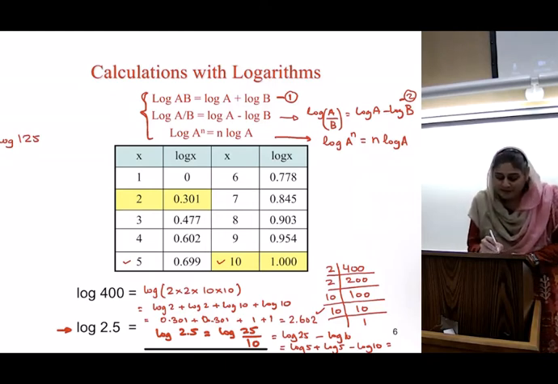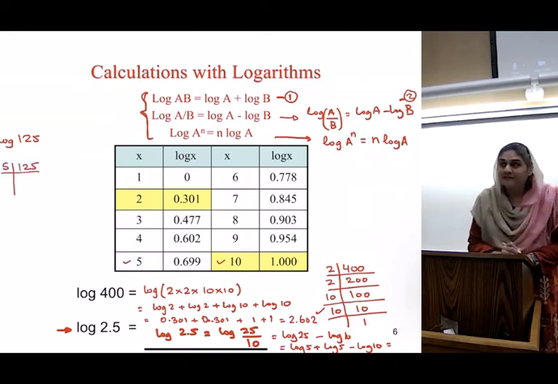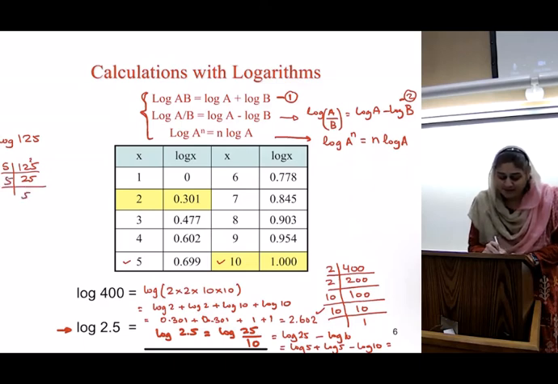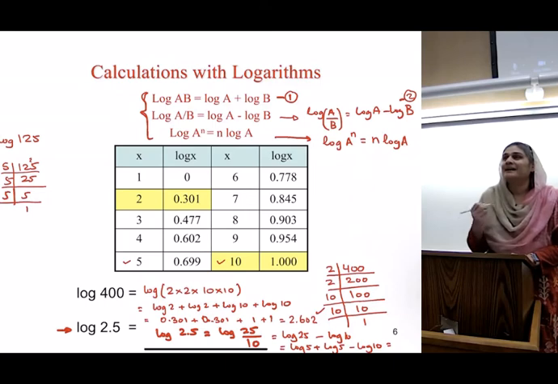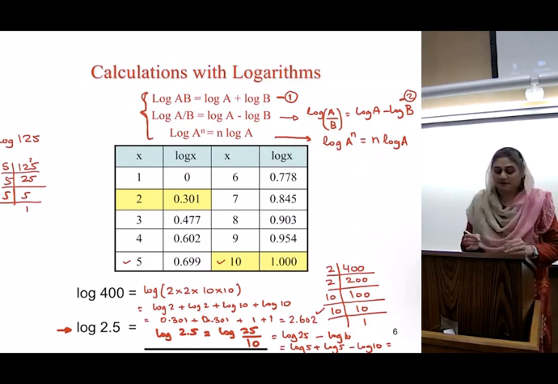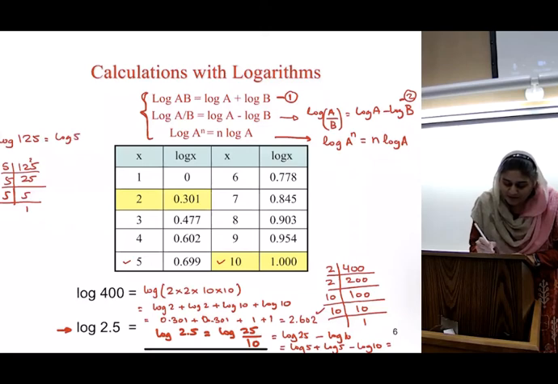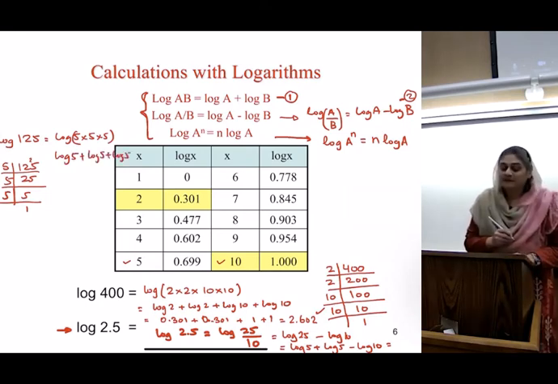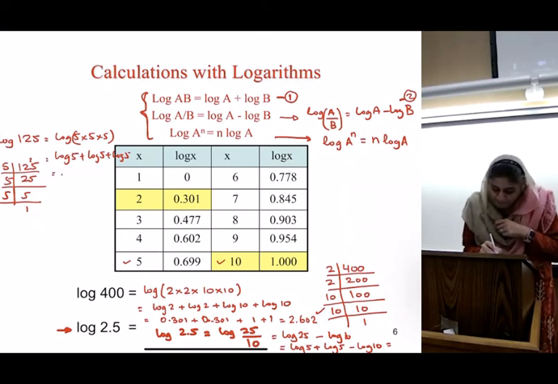But look at it this way. If I take 125 and I divide it by 5, it becomes 25. Then I divide it again by 5, it becomes 5. And I divide it again by 5. This is like the LCM method. And this will become log of 5 times 5 times 5, which I can rewrite as log of 5 plus log of 5 plus log of 5. Yeah? And what is log of 5? 0.699 plus 0.699 plus 0.699.